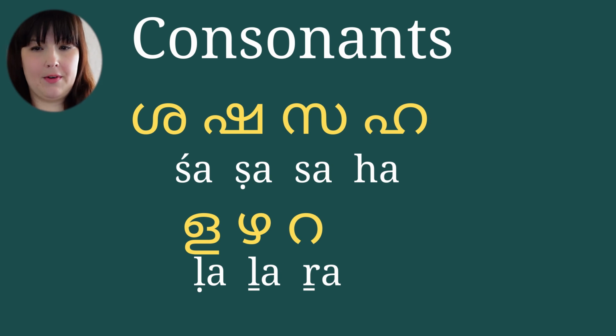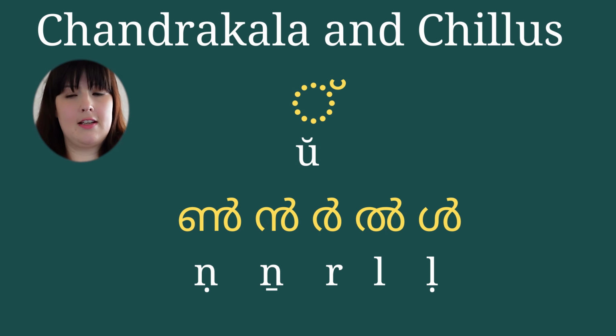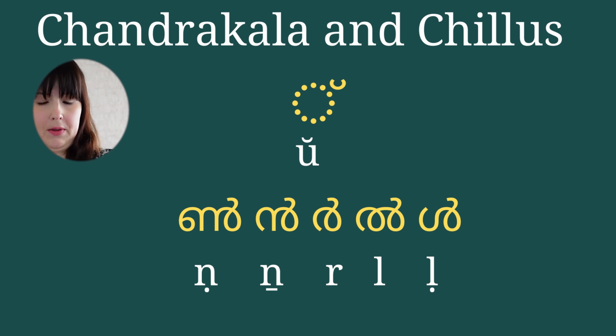And then lastly, for the consonants, we have sha, sha, sa, ha, ra, ra, ra. So again, fricative, sha, retrofricative, sha, sa, ha, and then retroflex, ra, ra, trill, ra. Finally, I have the chandrakala. Chandrakala is with a u. It's a clipped sound, like this. And then the chilus, which are the final stop consonants with no vowels.